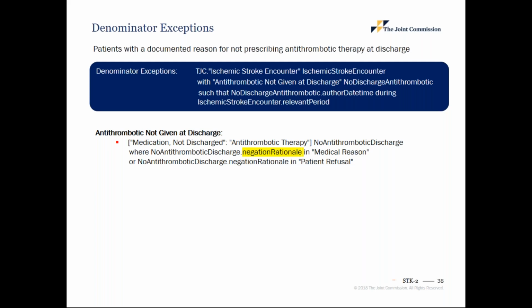So in this case, we have a patient that has a principal diagnosis of ischemic stroke who does not receive a medication at discharge, which means they do not meet the numerator. So the process flows to the denominator exceptions and checks for a reason why the medication was not prescribed at discharge. This is also called a negation rationale. This logic is looking for a medical reason or a patient refusal to satisfy the reason for not being prescribed.